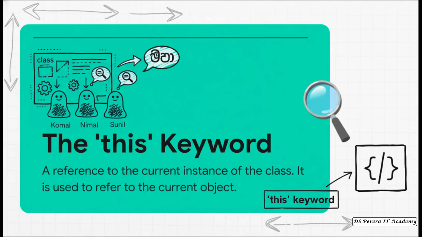Okay, so what exactly is this? Well, in simple terms, it's a reference to the current instance of the class. Think of it as an object's way of saying me or myself inside its own code. Now let's break that down in more detail.